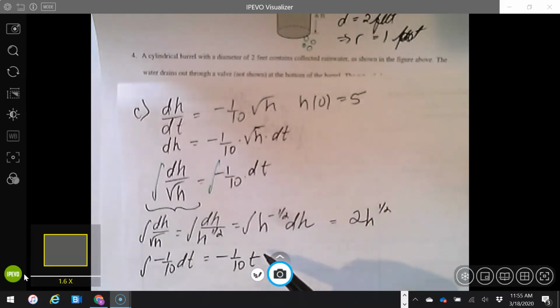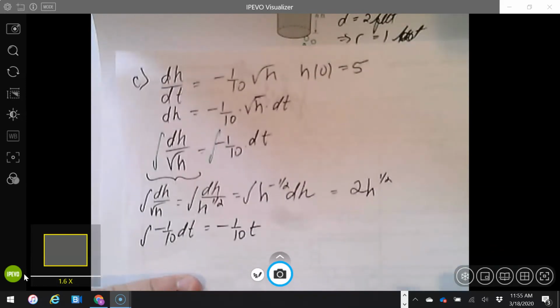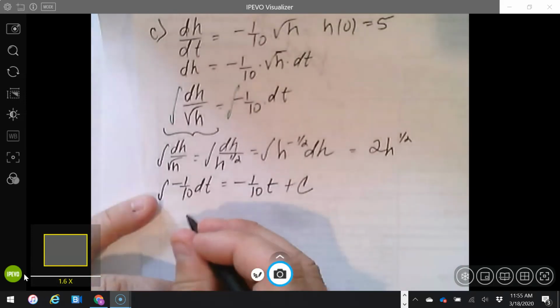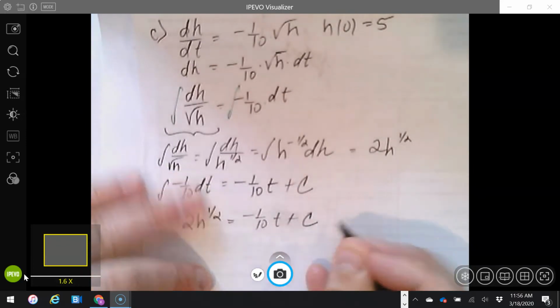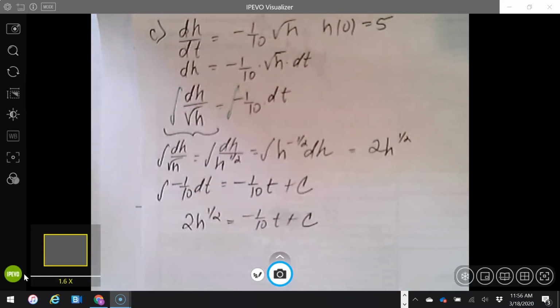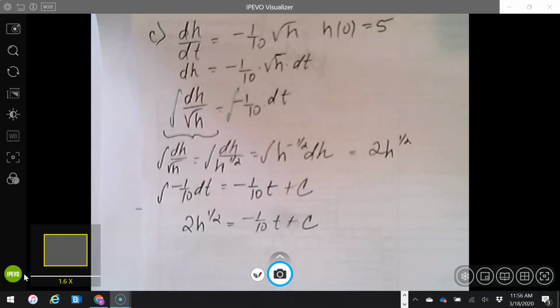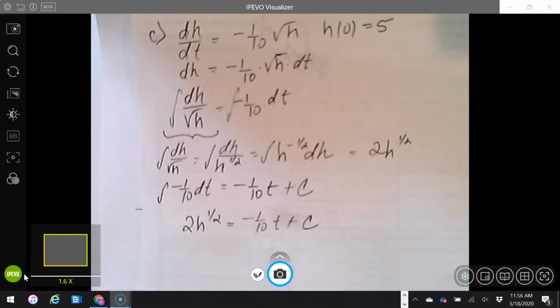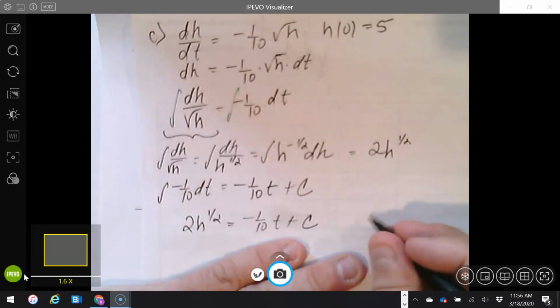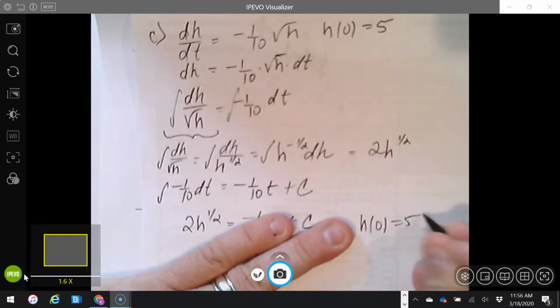Integral on the left, integral on the right. I'm going to set them equal to each other, but don't forget about your constant of integration. So 2h to the 1/2 equals negative 1/10 t plus c. I can tell you right now, you have already earned a lot of points with the work that you've done. Ultimately, you need to get your final answer expressed in terms of h equals, so h by itself. We have an initial condition. I'm going to use that initial condition right now.